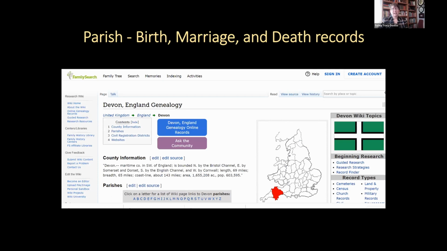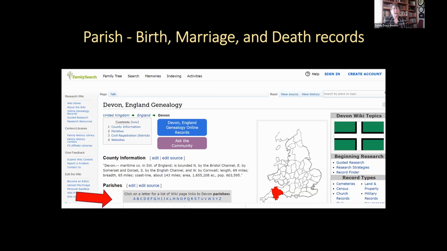The FamilySearch Wiki has really good tools available that can help. And of course, it's free. So it's something that I like and take advantage of, especially if I'm researching in an area I'm not very familiar with. So here's Devon, England. I've never had an ancestor who came from Devon, England, so it's definitely a new area for me. But they're all set up about the same way. So it's really helpful to get an idea of what kind of information is available here.